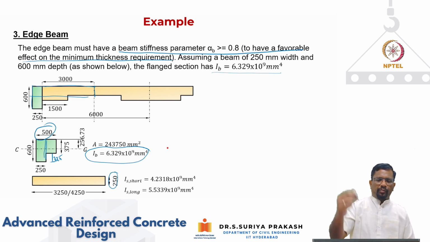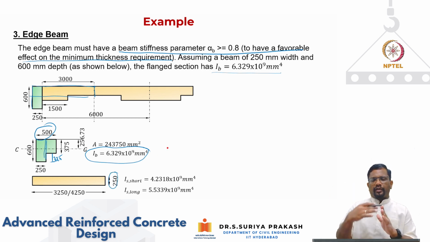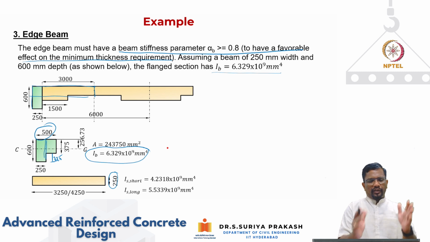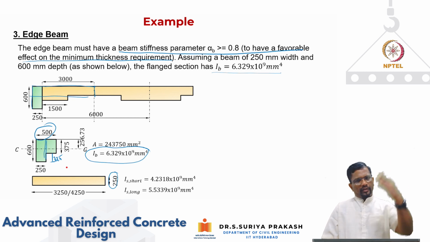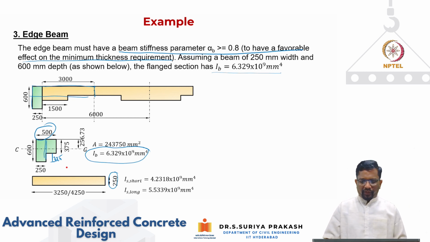So for the slab also, basically what are we doing? We are calculating the relative stiffness between the edge beam and the slab. Now we are looking at the edge beam, right? That is the reason the width of the slab I'm taking is only 3,250. On the other side it is going to be 4,250, right?